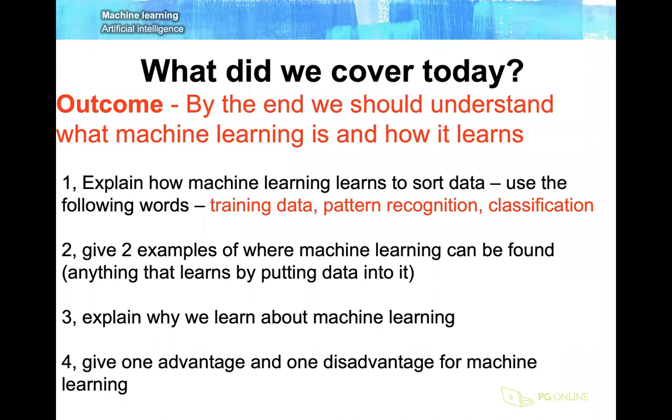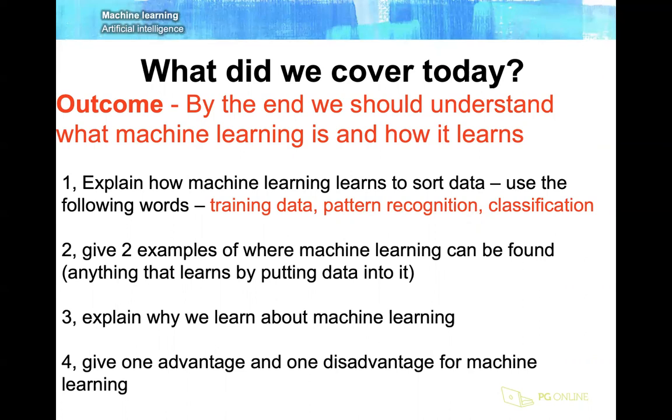The second question, give 2 examples of where machine learning can be found. So we've looked at one that you use every day, so that's a clue. What else can you use? Take 10 seconds and think about it, just pause the video. So Netflix was one, and social media is another one. Number 3, explain why we learn about machine learning. So take a minute, think about it, pause the video, and I'll go through it.